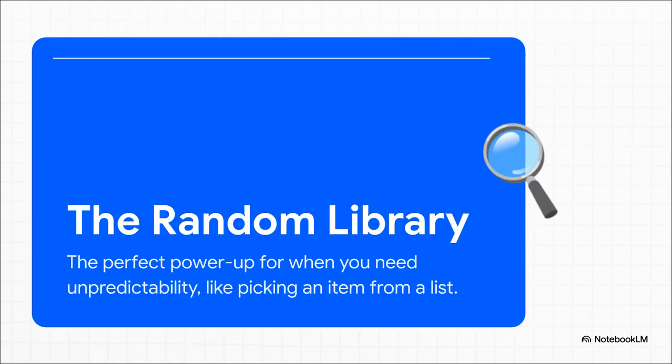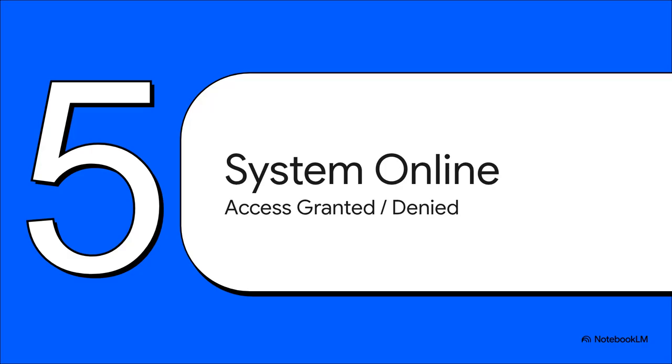And that brings us to our final power-up, the random library. This tool is built for one thing, pure unpredictability. If you need to shuffle a deck of cards, roll a die, or in our case, just pick a random group from a list, this library does it with a single command. It guarantees a fair, random result every single time. Okay, we did it. We've collected all 3 of our power-ups, math, string, and random. All the different pieces are in place.